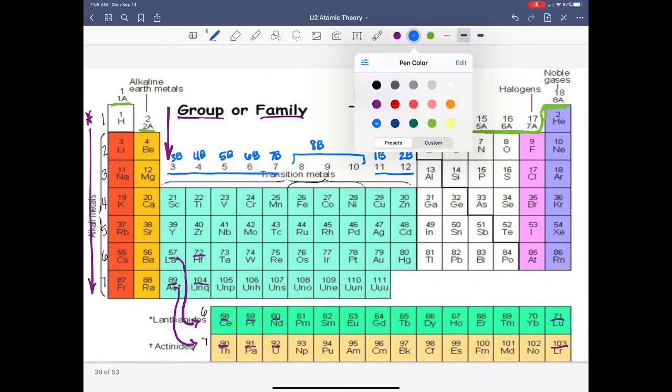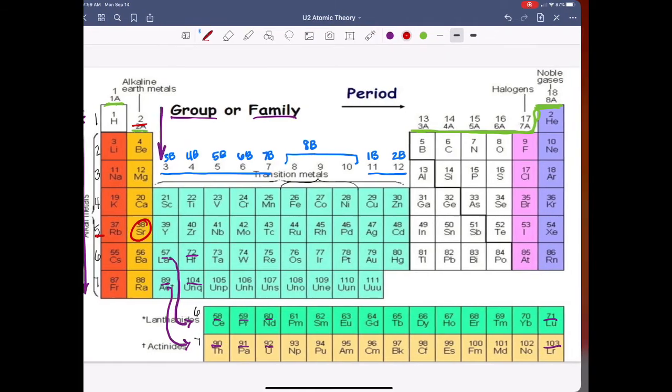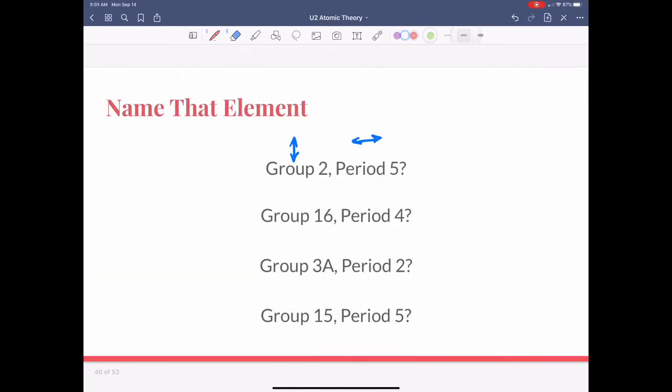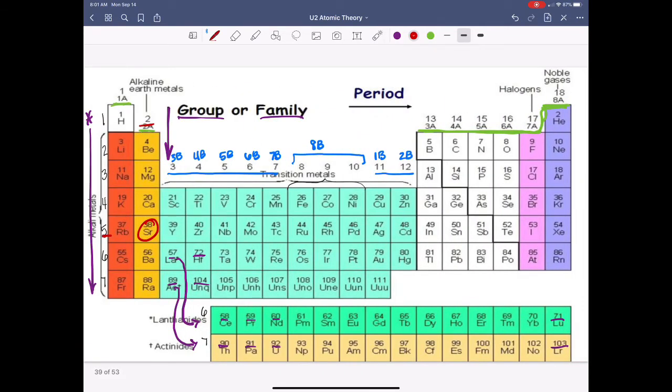So let's go over here. Let me change my pen color. Group 2 and period 5. What do I have? Strontium, SR, number 38. So we have element SR. Group 16, period 4. Groups go up and down, so group 16, period 4. We're going to follow it across, 16, 4, and that is SE.